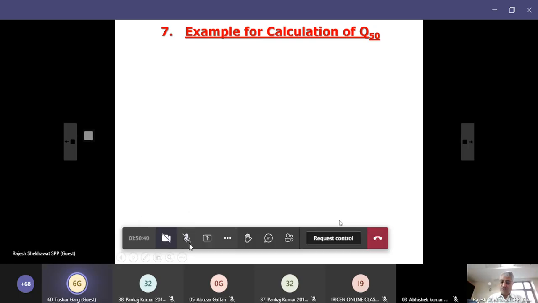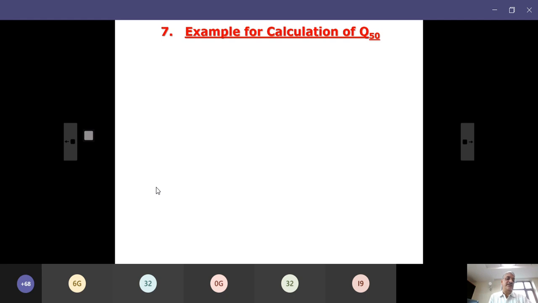Yes, sir. Now let us solve an example quickly of calculation of Q50 for a small size catchment area. Then we will see briefly 2-3 slides about the hydrograph, and we will see how to solve this for a medium size catchment area. That will complete our design discharge calculations. Then we will go to bridge planning.